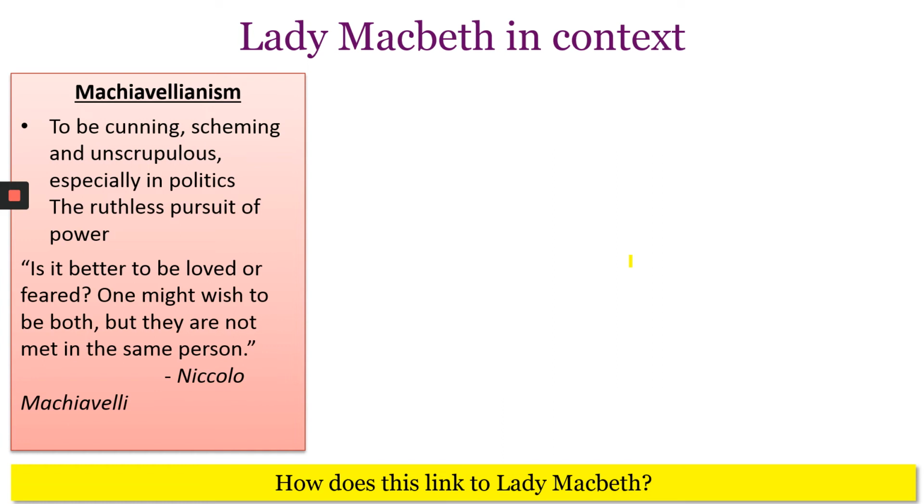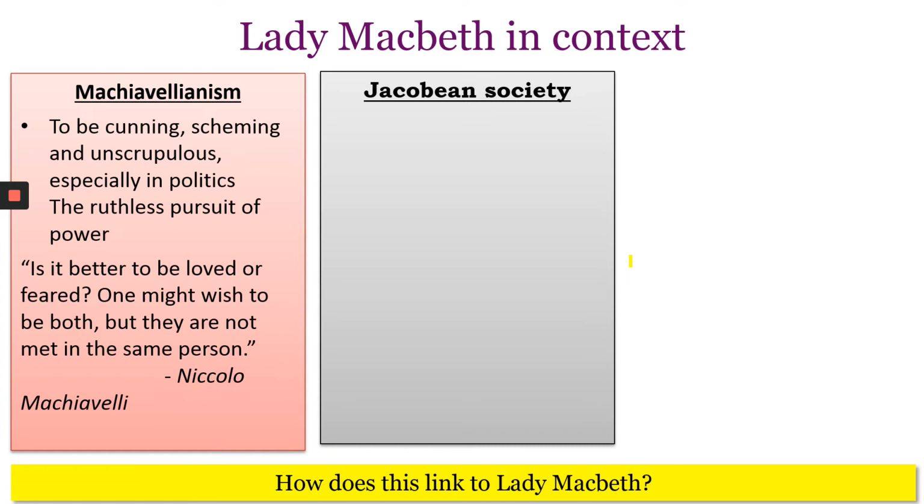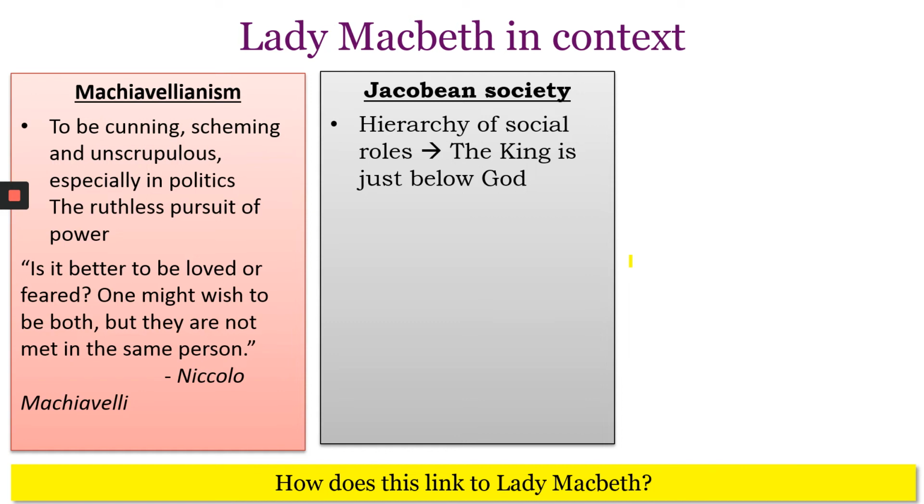Next, let's have a look at Jacobean society. Jacobean society, they believed that there was a hierarchy of social roles, a natural order of being, which allowed society to function properly. And this order of nature was effectively designed by God, and it put everyone in their proper place. If you didn't stay in your properly assigned place, then society would be out of balance. In fact, all of nature would be out of balance.